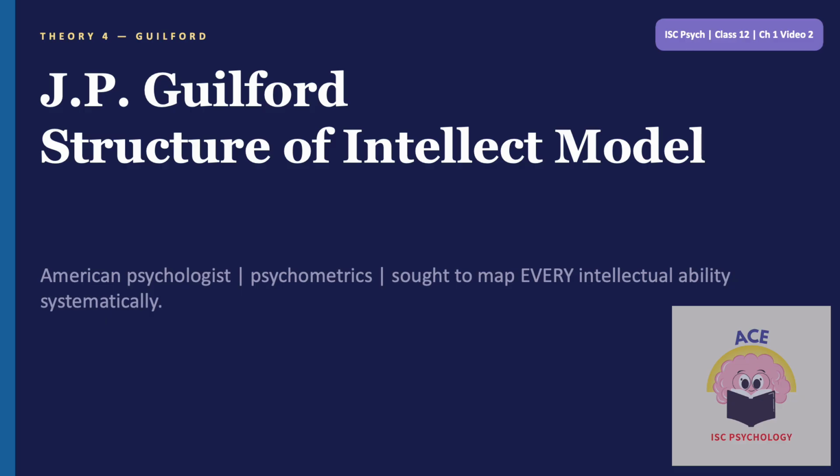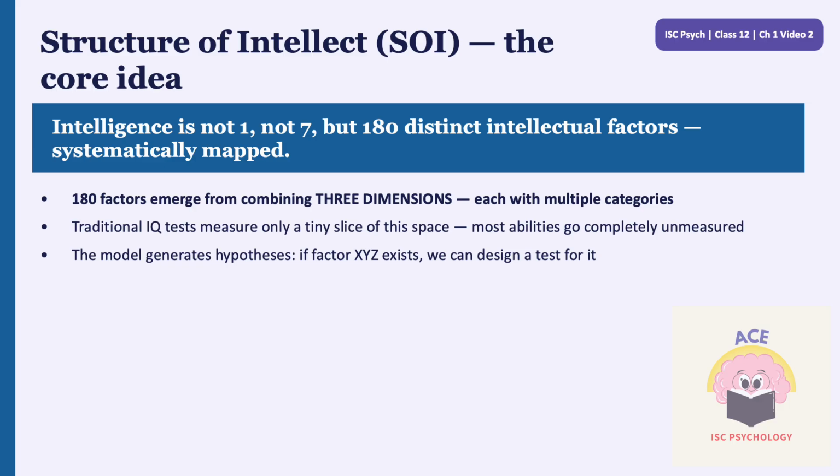J.P. Guilford was an American psychologist whose background was in psychometrics, the science of using psychological measurement. He took a deeply systematic approach to the question of intelligence. Guilford's structure of intellect proposes that intelligence is not one thing, not seven things, but 180 different intellectual factors. These 180 factors emerge from combining three dimensions, each with multiple categories within it. The three dimensions are operations, contents, and products. Let us look at each one by one.